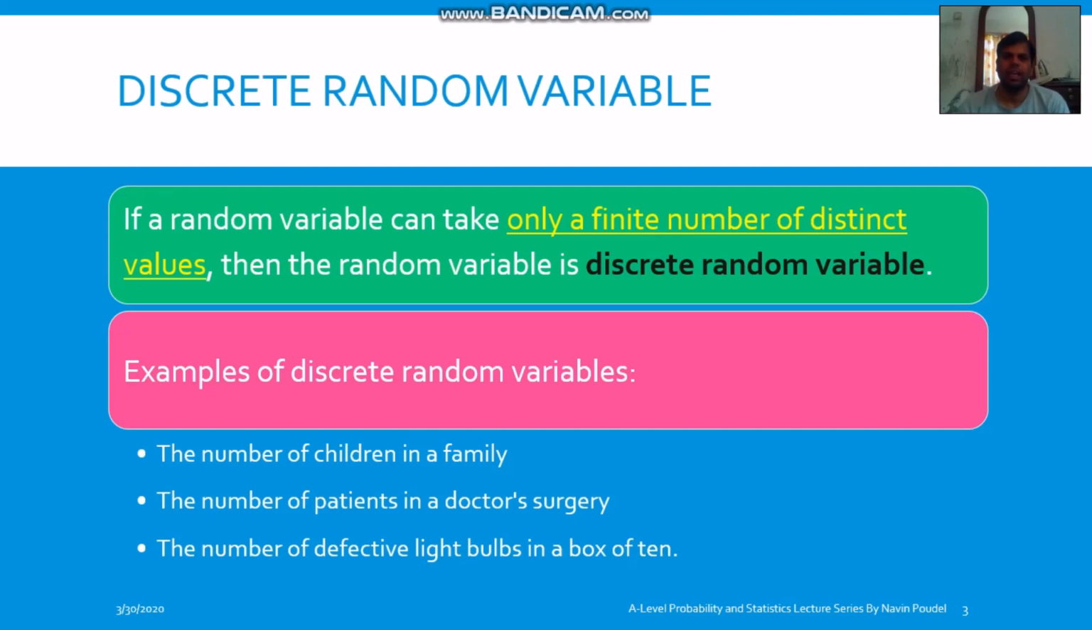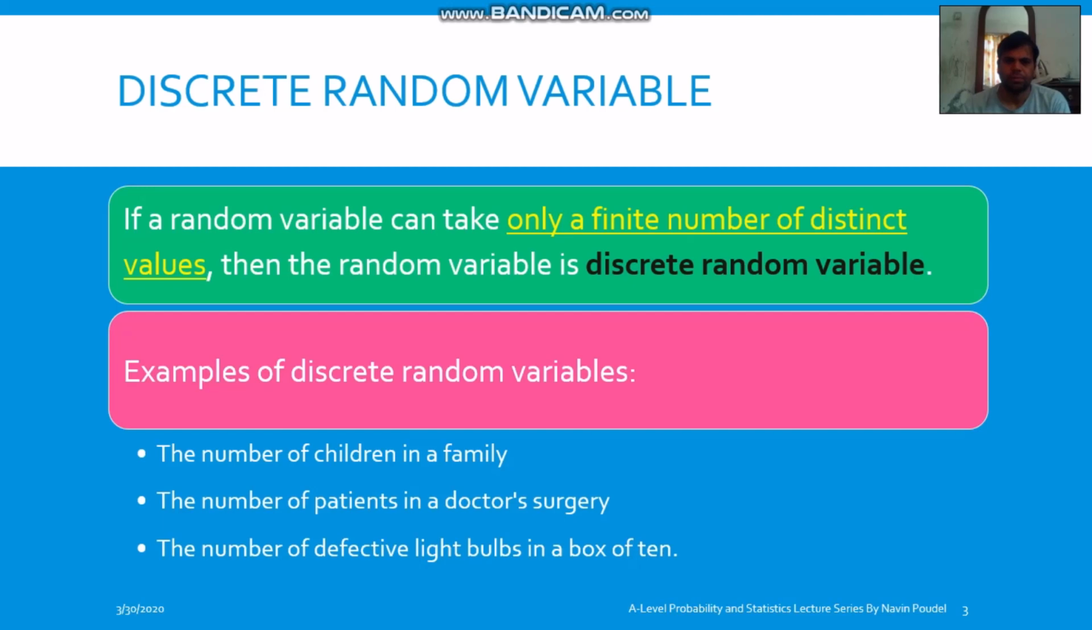If a random variable can take only a finite number of distinct values, then the random variable is said to be a discrete random variable. For example, the number of children in a family, the number of patients in a doctor's surgery, the number of defective light bulbs in a box of 10, the number of mobile phones, the number of televisions in a house. There are different cases we can take as examples of a discrete random variable because they take only a finite number of distinct values, either 0, 1, 2, 3, 4, and so on.